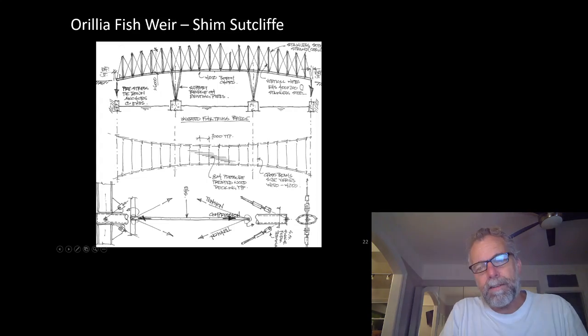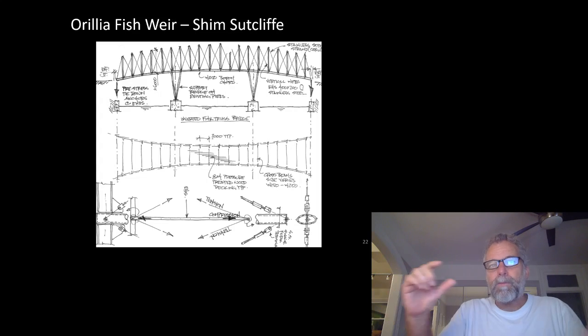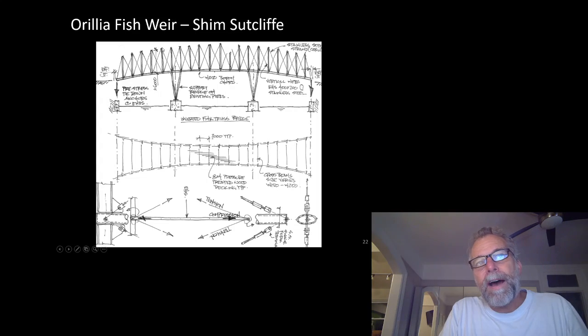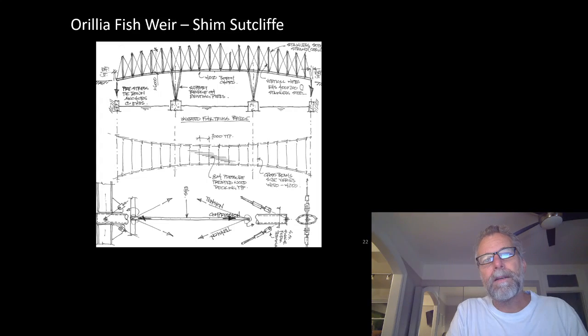By pre-stressing the Fink truss, pulling down the ends, we can make it so that it's in a hogging moment through the whole span, meaning that the top is in tension and the bottom is in compression for the whole span. What that does for us is it allows us to invert our Fink truss using compression elements that are vertical and tension-only elements on the diagonals. So that was the concept for the Fishweir Bridge.